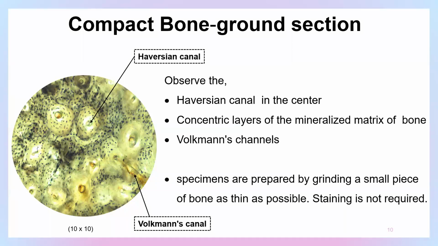So this is such a thing. We have lots of slides of this. So this is a compact bone ground section. So here you can see the Haversian canal in the center here.